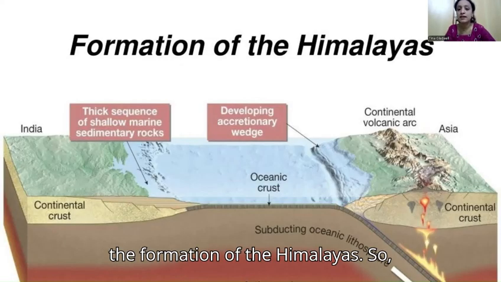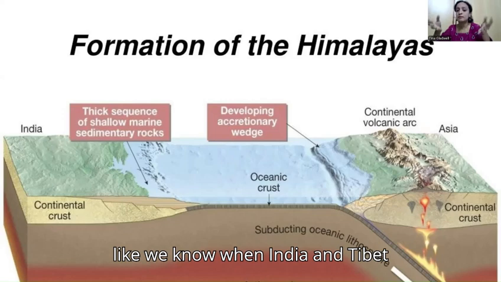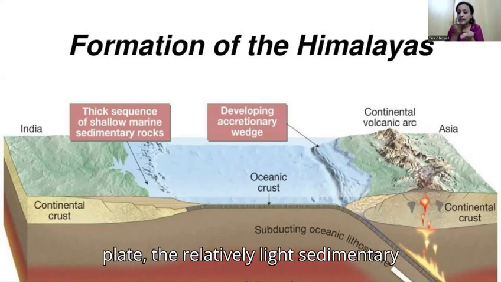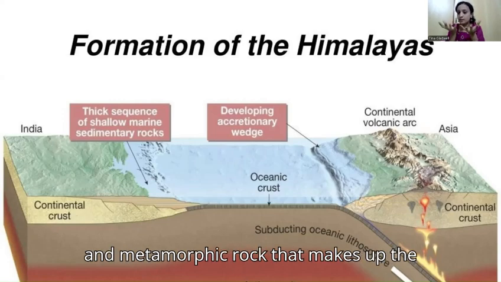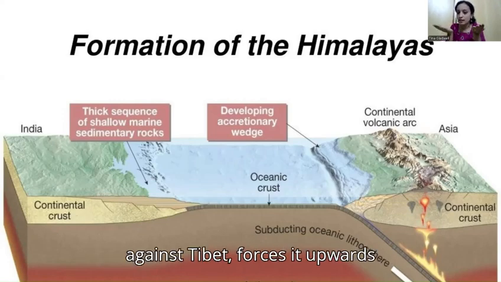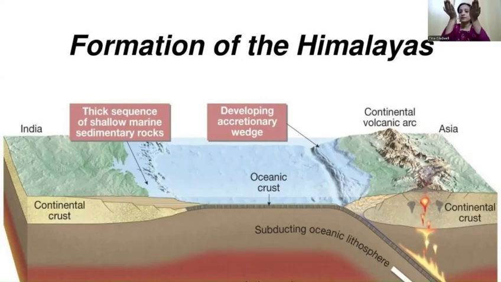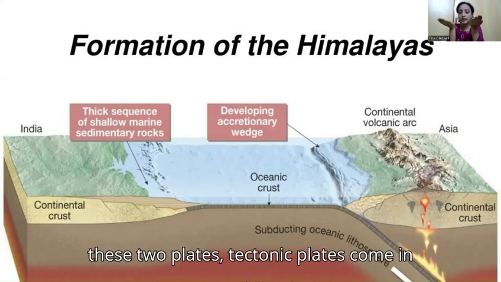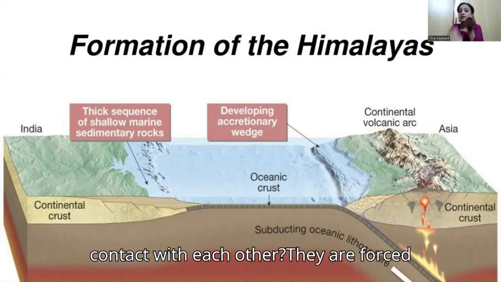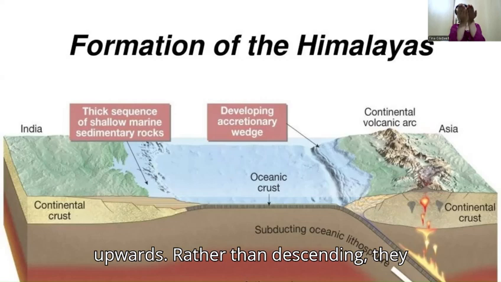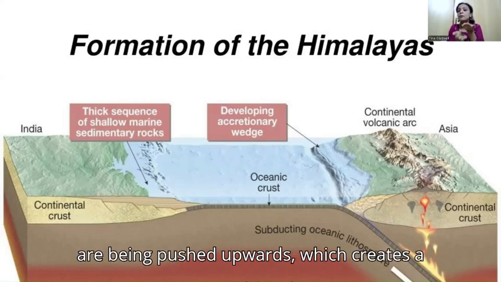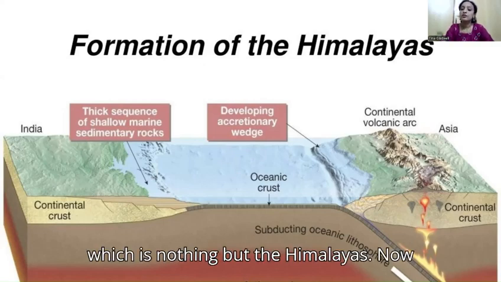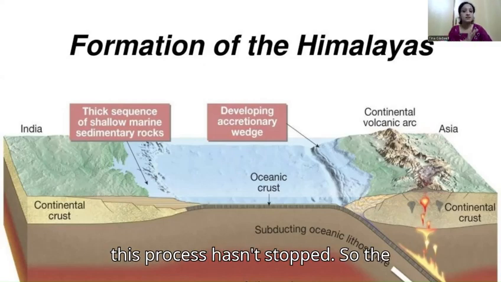The formation of the Himalayas. So like we know, when India and Tibet collided, instead of descending with the plate, the relatively light sedimentary and metamorphic rock that makes up the subcontinent of India pushed against Tibet, forced it upwards and created a massive mountain fold. So, fold mountain. So what happens when these two tectonic plates come in contact with each other? They are forced upwards. Rather than descending, they are being pushed upwards, which creates a massive mountain fold, which is nothing but the Himalayas. Now, this process hasn't stopped.